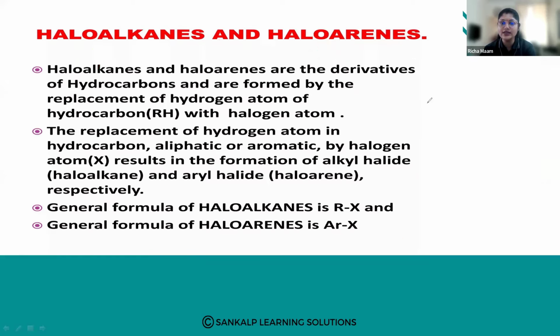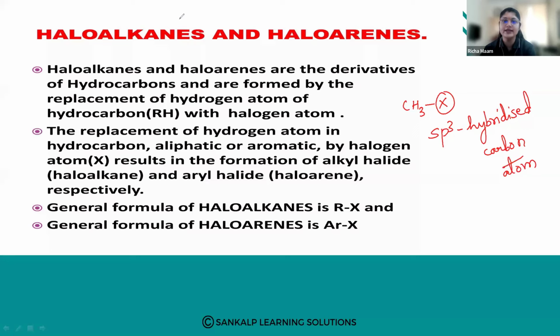In these haloalkanes, where you can see CH3X, the halogen atom is attached to an sp3 hybridized carbon. Does everybody know what sp3, sp2 and sp hybridized carbon atoms are? Okay, for the students who don't know, I'll tell you. sp3 means the carbon atom is attached to other atoms with single bonds. This center carbon is said to be sp3 hybridized.